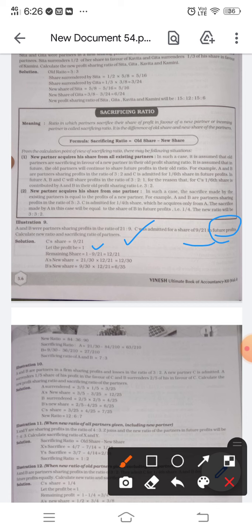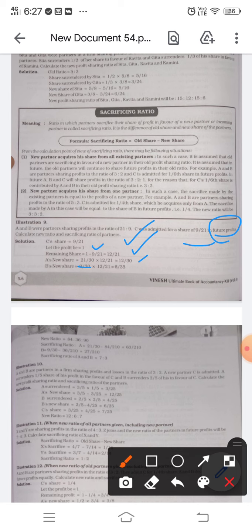So what is the C share? 9 by 21. We are assuming the profit is 1. So remaining share, this is the first case. Okay. So 1 minus 9 by 21. We are getting a certain ratio. And now we are finding the new share of the partners. How to calculate? What is the old share? That is 21 by 30 for A. I am right. 21 by 30 into what is the remaining share? That is 12 by 21. This is the A's new share.